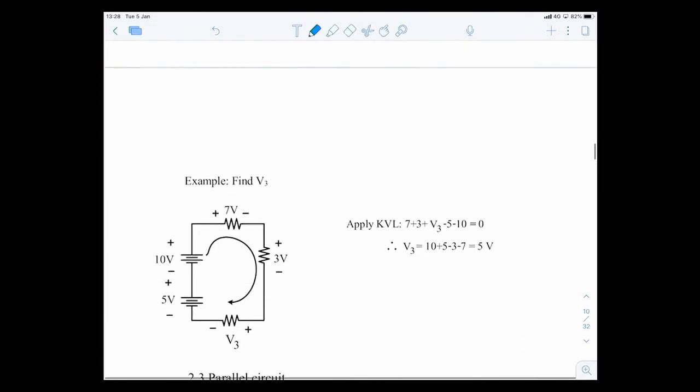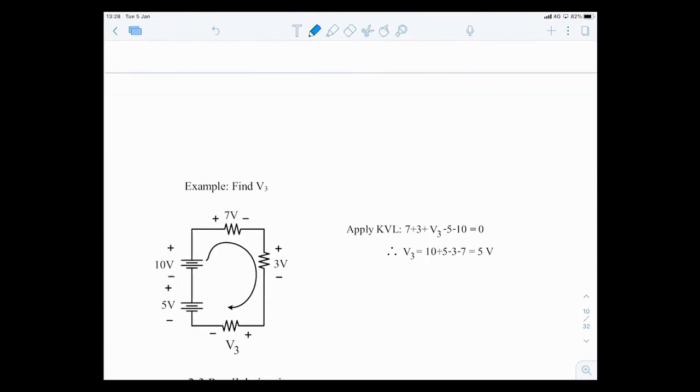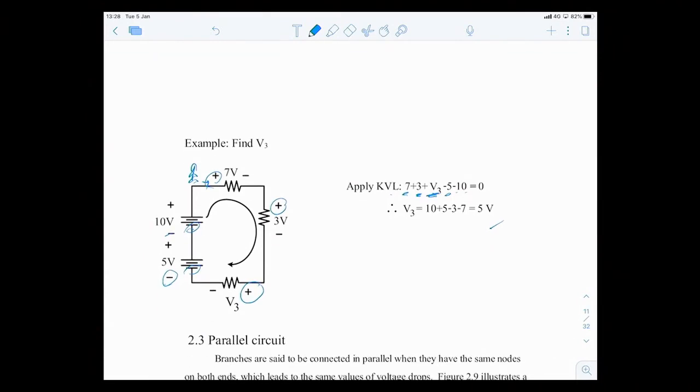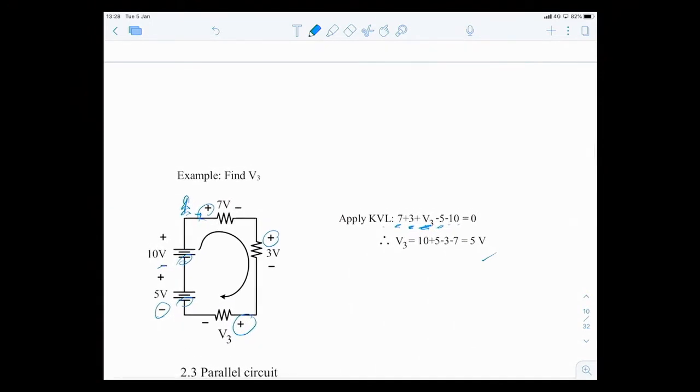Okay, right, so this is another example. You can try. So apply KVL, start walking from here, so positive 7, positive 3, plus V3, see minus here, minus 5, and then this one also minus 10. So therefore V3 is 5 volt. This is how you apply KVL to find a voltage in a loop. Okay. So this is pretty much it, Kirchhoff's law.